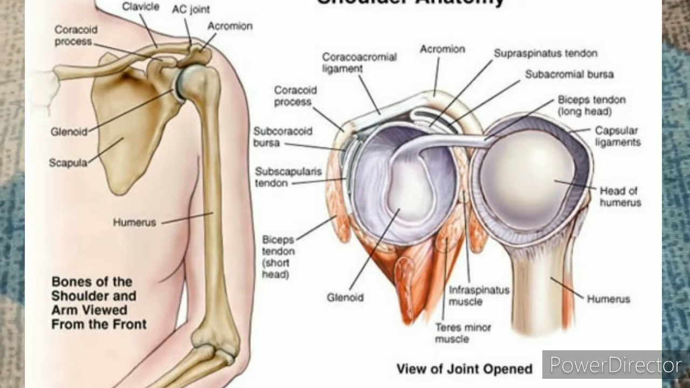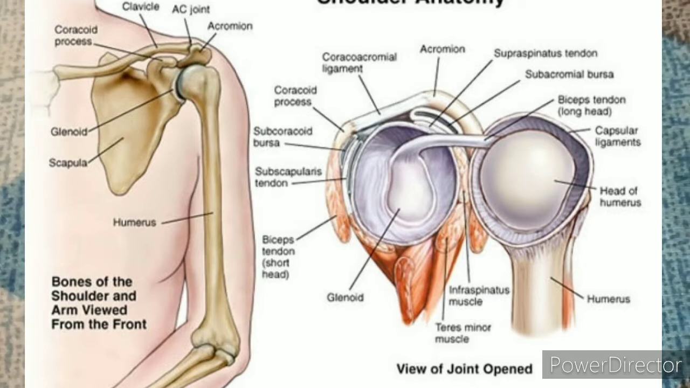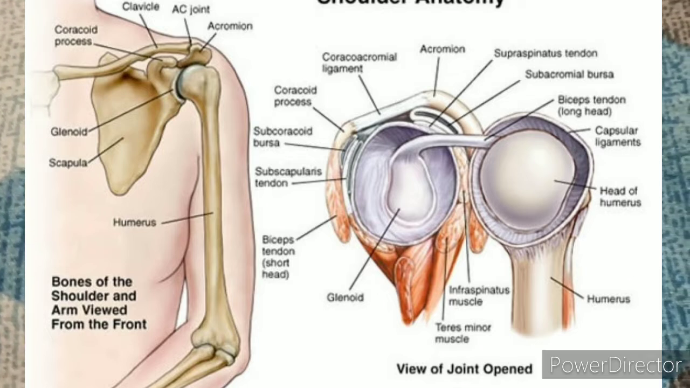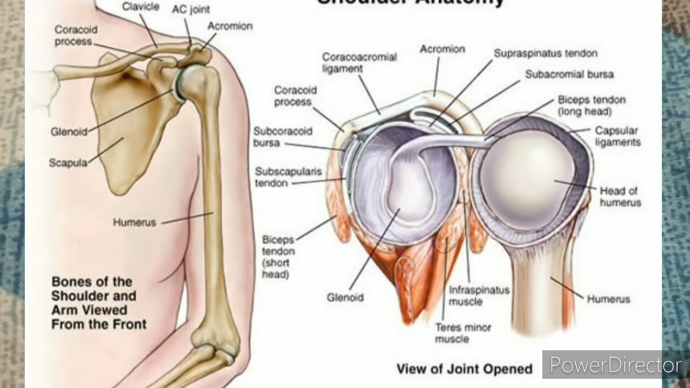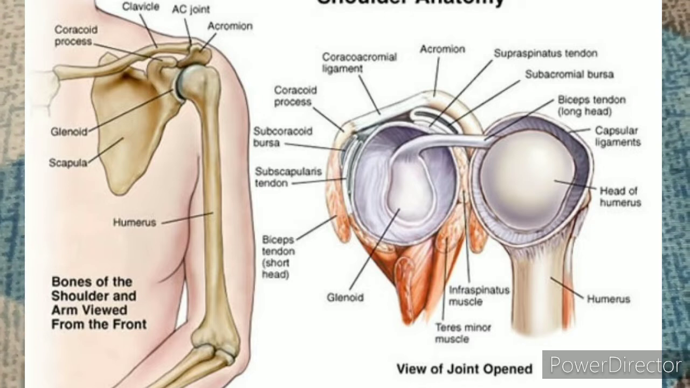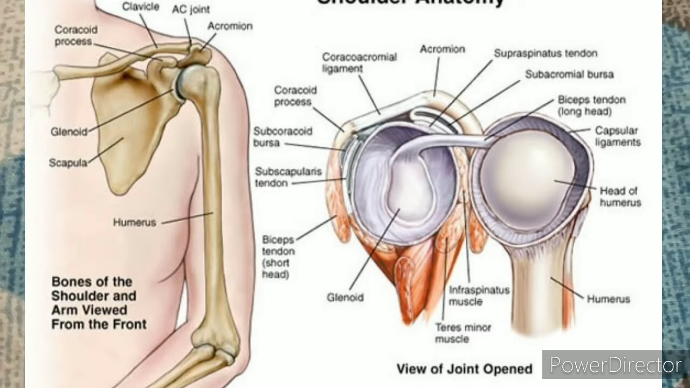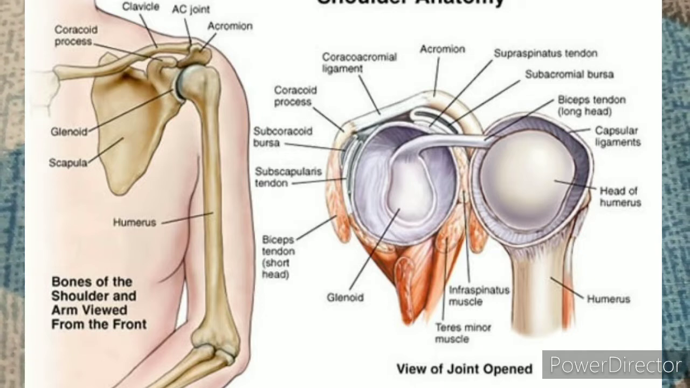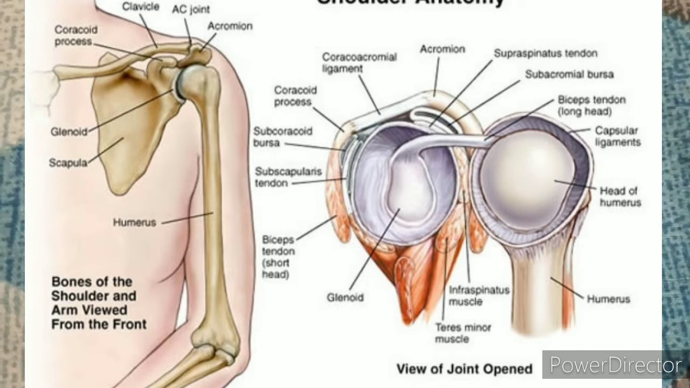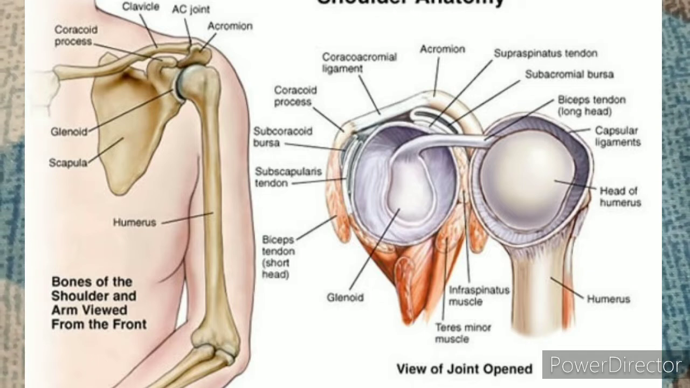So there are two types of stabilizer. One is the static stabilizers, the other are dynamic stabilizers. The static stabilizers basically include the capsule of the joint, the glenoid labrum, which is the fibrocartilaginous ring surrounding the glenoid basically, and then there are glenohumeral ligaments, which are upper, middle and the lower glenohumeral ligament.